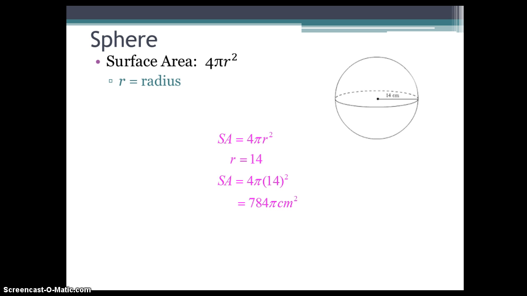So on our same sphere, we have a volume in the almost 4,000 or 3,500, and if we go back, we have only a surface area of 784. Obviously, both of them multiplied by pi. So very different in terms of size.